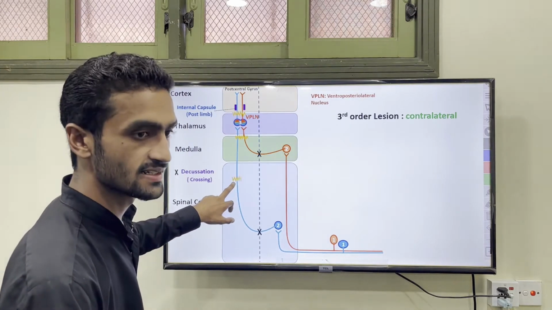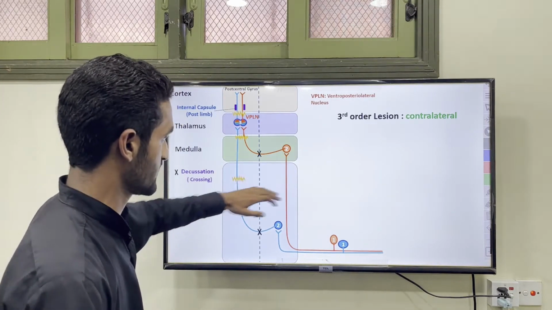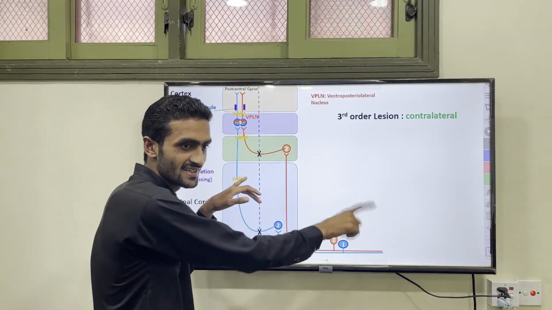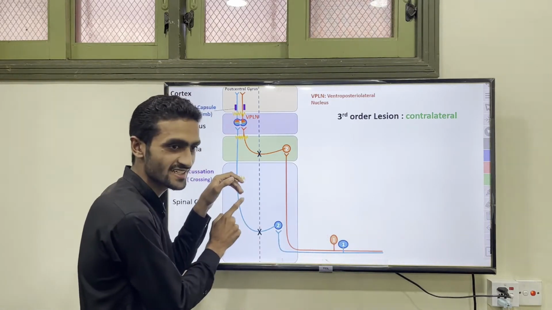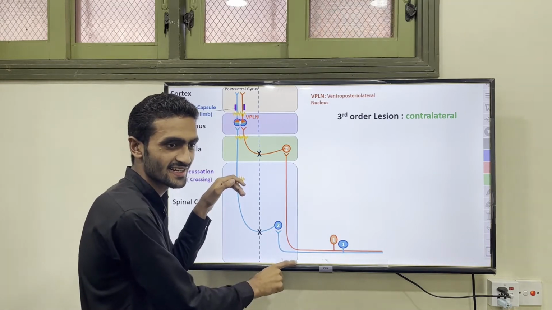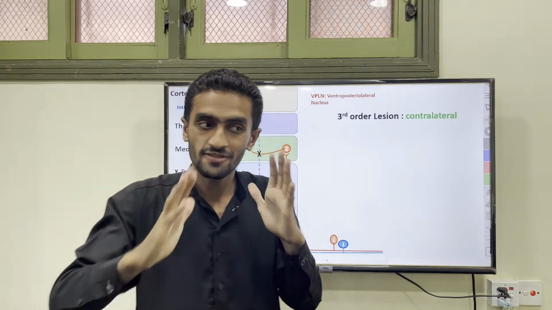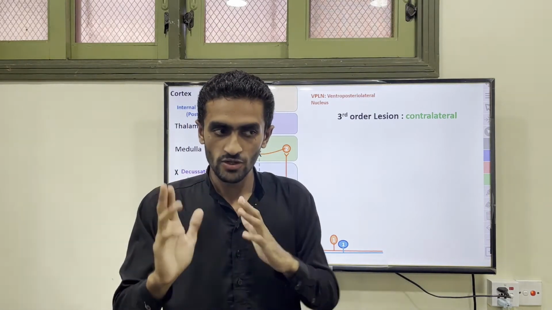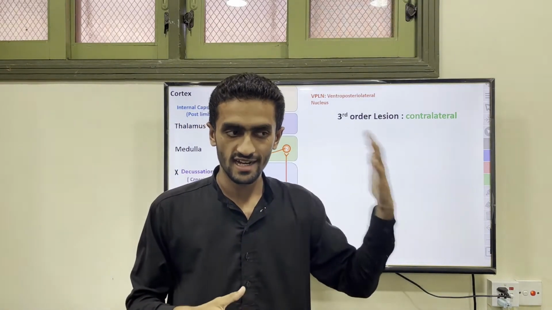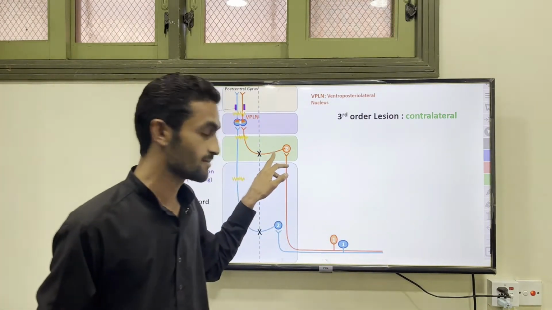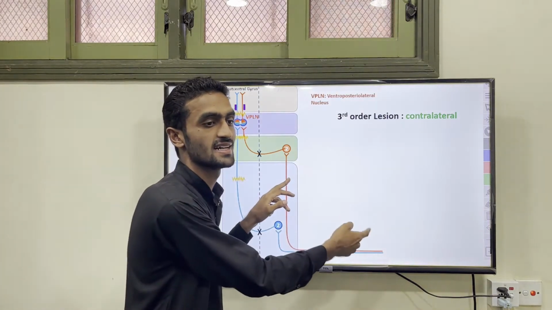So if this level is, for example, here, then for this tract the loss will be on the right, ipsilateral. For this tract it will be contralateral, because they have to cross in the spinal cord. So you need to understand whether there is decussation at the medulla level, so that those tracts which decussate at the medulla level, for example here, their losses will be on the ipsilateral side.